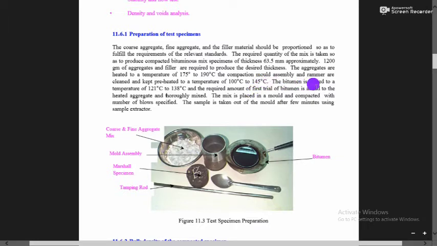The bitumen is heated to a temperature of 121 to 138 centigrade, and the required amount of the first trial of bitumen is added to the heated aggregate and thoroughly mixed. The mix is placed in the mold and compacted with the specified number of blows. The specimen is taken out of the mold after a few minutes using the sample extractor.